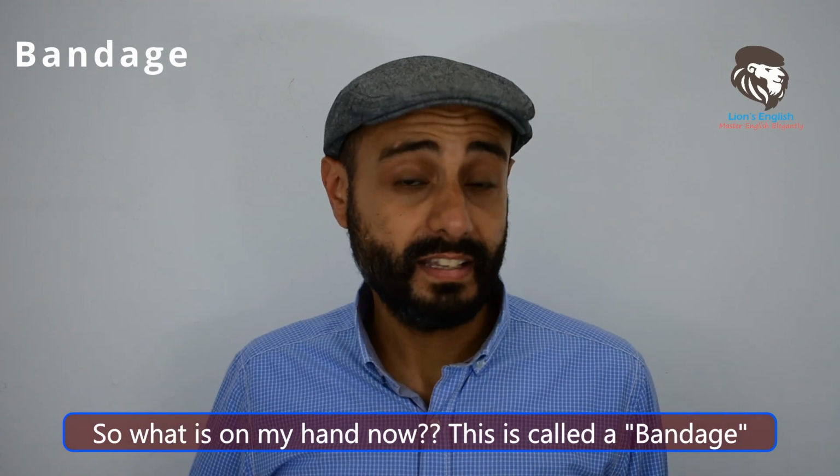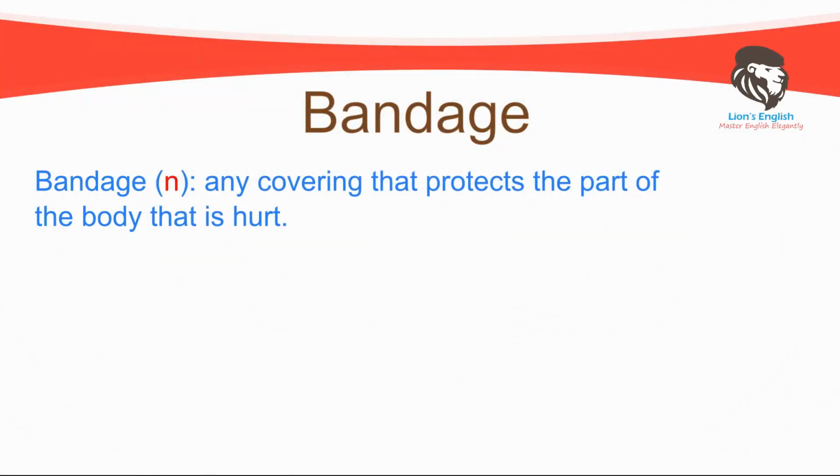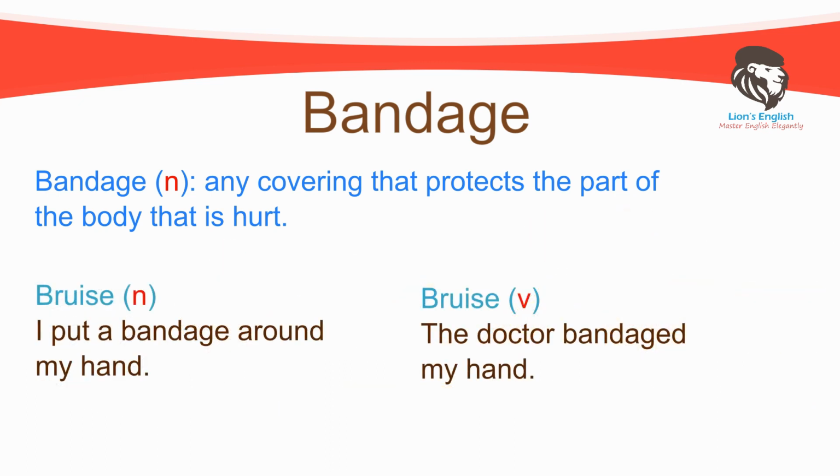So what is on my hand now? This is called a bandage. A bandage is also this and this. A bandage is any covering that protects the part of the body that is hurt. All of these are called bandages. I put a bandage around my hand. The doctor bandaged my hand, noun and verb.